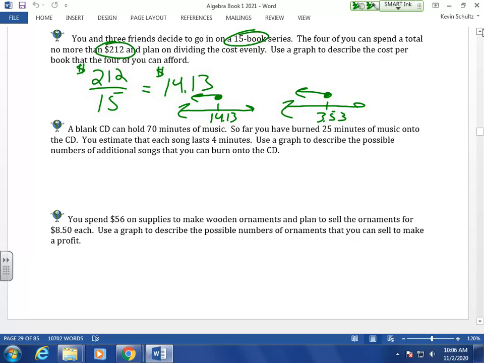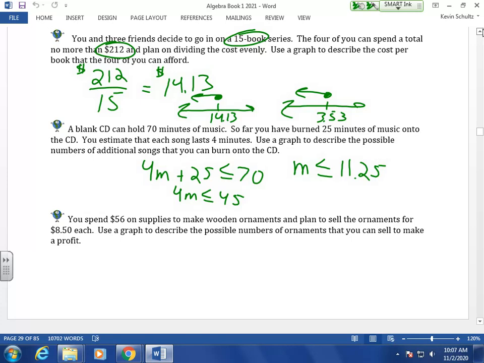The next one we pretty much did together. I think we had 4m plus 25 is less than or equal to 70, right? Is that where we left off for that one? Okay. So you subtract 25 from both sides, and we get 4m is less than or equal to 45. And when you divide 45 by 4 to get m by itself, you get m is less than or equal to 11.25.